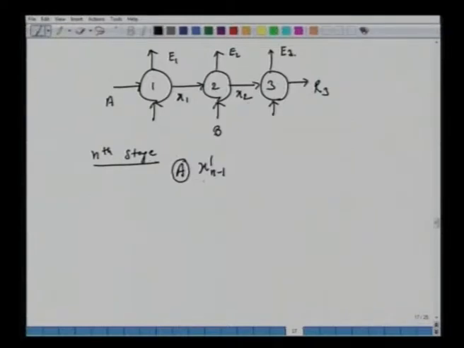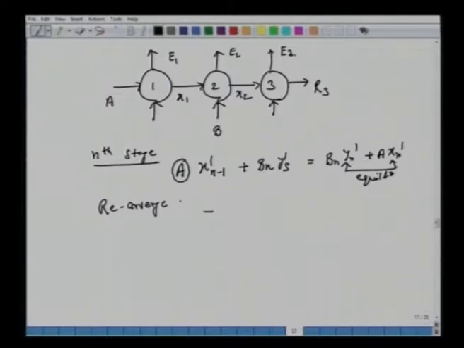So at the nth stage, incoming is x dash n minus 1 plus the amount of solvent in the nth stage, Bn. This may have some solute, y dash s. This will be equal to Bn yn prime plus A xn prime, and yn and xn are in equilibrium. So we can rearrange this equation to make it A over Bn. We had y dash dash.